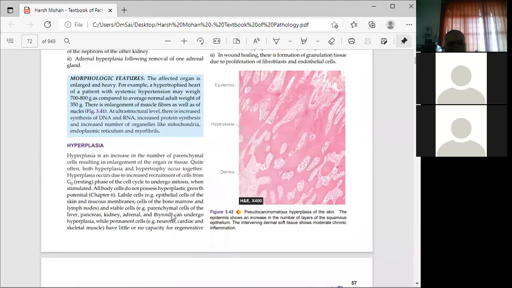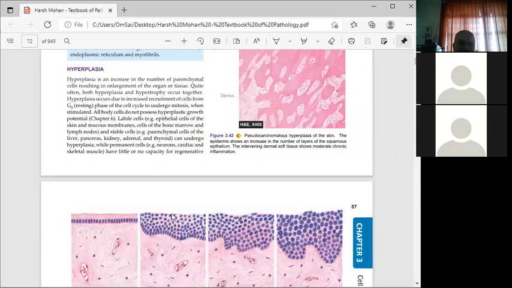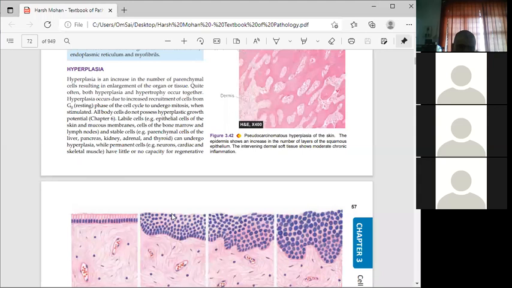This condition is very important. Hyperplasia is an increase in the number of parenchymal cells resulting in enlargement of the organ or tissue. Quite often, both hyperplasia and hypertrophy occur together. Hyperplasia occurs due to increased recruitment of cells from the G0 resting phase of the cell cycle to undergo mitosis when stimulated.